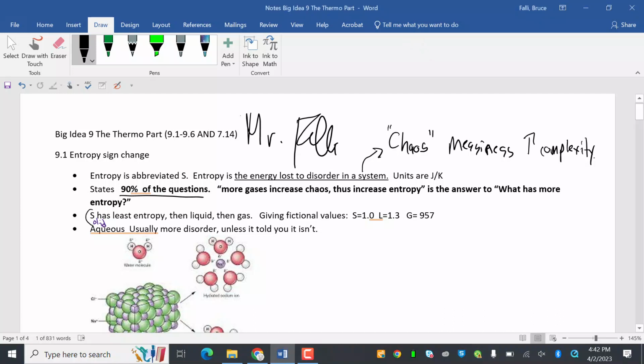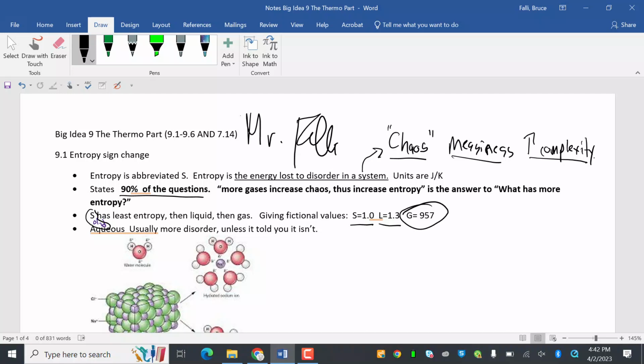A solid has the least entropy, then a liquid, then a gas. Now, no kidding here, right? Solid has the least chaos. A liquid is medium in messiness, and a gas has the greatest complexity and mixability. Okay, so notice a solid is 1, liquid is 1.3, and a gas is hundreds of times more.